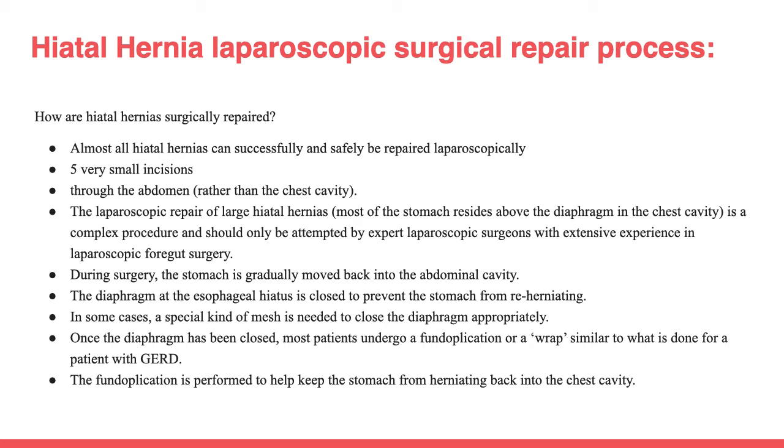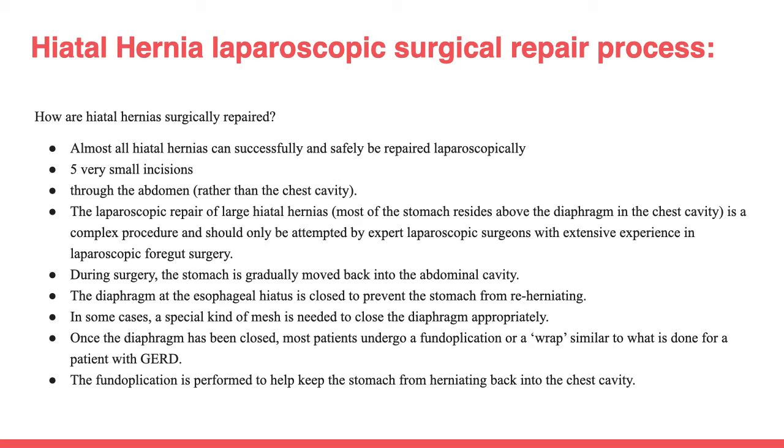In the laparoscopic repair of large hiatal hernias, most of the stomach resides above the diaphragm in the chest cavity. It is a complex procedure and should only be attempted by expert laparoscopic surgeons with extensive experience in laparoscopic foregut surgery. During the surgery, the stomach is gradually moved back into the abdominal cavity where it belongs, and the diaphragm at the esophageal hiatus is closed to prevent the stomach from reherniating. In some cases, a special kind of mesh is needed to close the diaphragm appropriately.